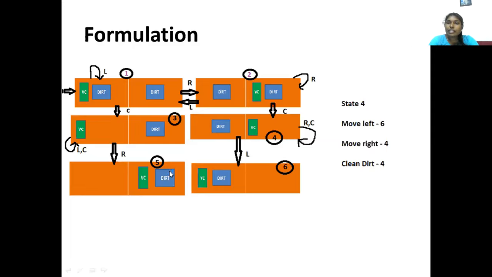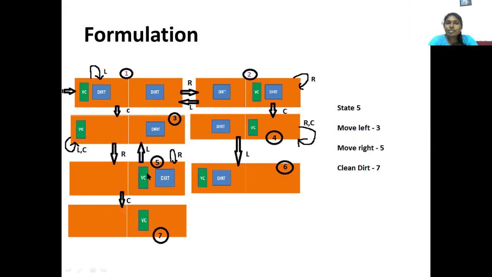And similarly, we have to find the transitions for state 5. In state 5, when the vacuum cleaner wants to move left, it goes to state 3. Right? The dirt will be there in the right side room as it is, and the vacuum cleaner will be placed like this. So when it is a left side transition, it goes to state 3.